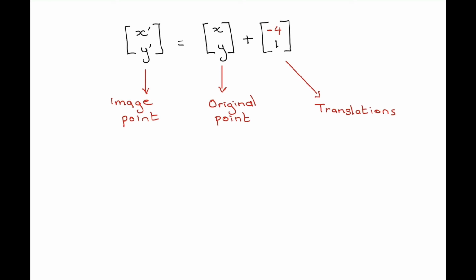Similarly, any number in this position is added to the y value, and so it represents a vertical translation. If I now change that number to a 7, then this will be a translation up or in the positive y direction of 7 units. If I change that number to a negative root 2, then it will be a translation of root 2 in the negative y direction, or root 2 units down.